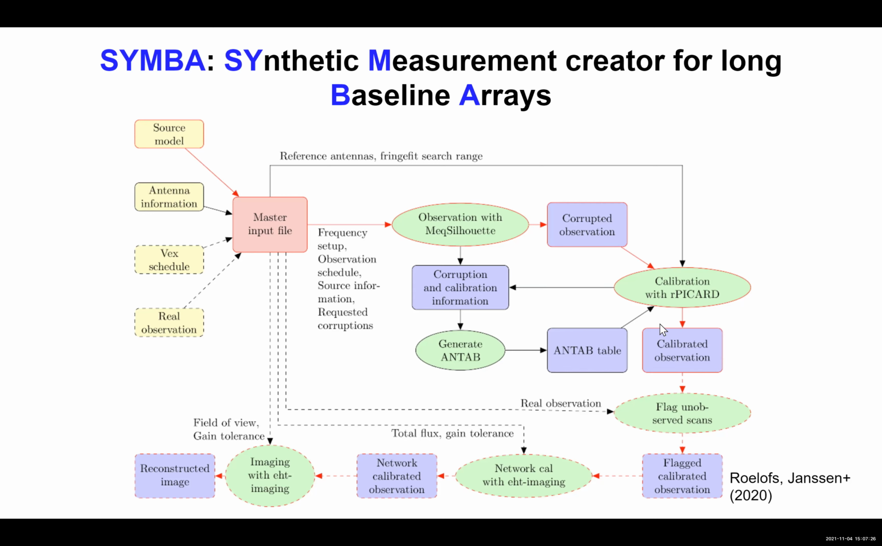So then in the end, you get this calibrated observation, and then there are a few optional steps such as flagging the scans that were not in the actually observed observation. And then you can do a network calibration using the EHT imaging software. And we also include an EHT imaging image reconstruction script so that you can go all the way from a ground truth source model through a realistic observation and then a reconstructed image in one go.